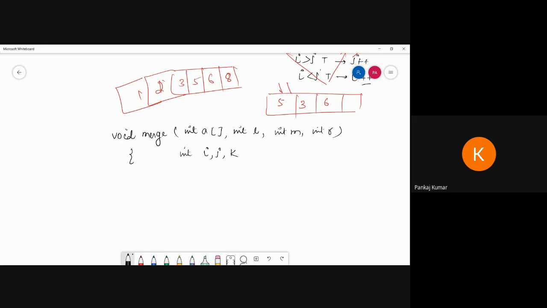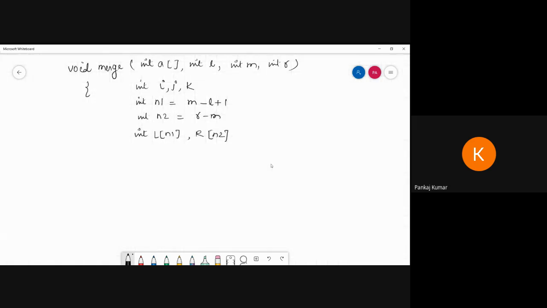Why am I taking the k value? For the new array, for increasing all the things. So I am calculating the size of the new arrays. I am taking the size of the array, n1 is equal to m minus l plus 1, and I am taking the n2 value, that is the size of the new temporary array, r minus m. So this one. Okay, after this I am creating two temporary arrays, L of n1, that is the size of the array, meaning the left and right arrays, and R of n2, like this one. So this is the process, a very simple process.